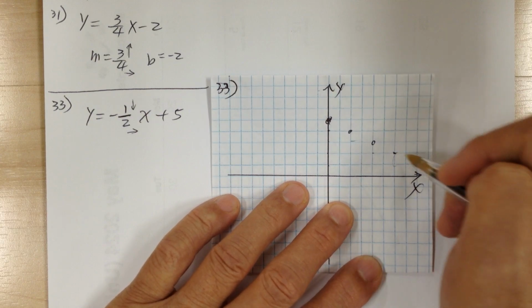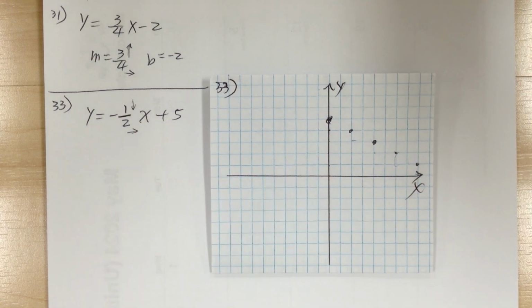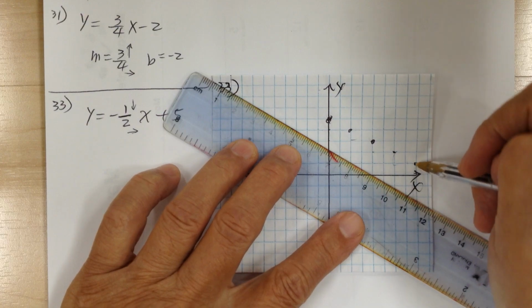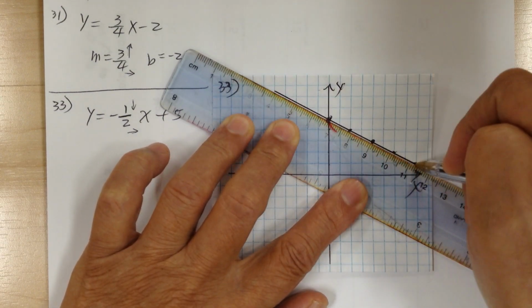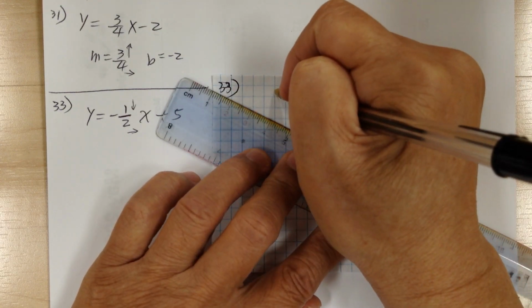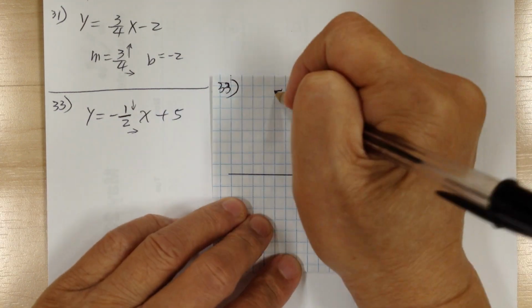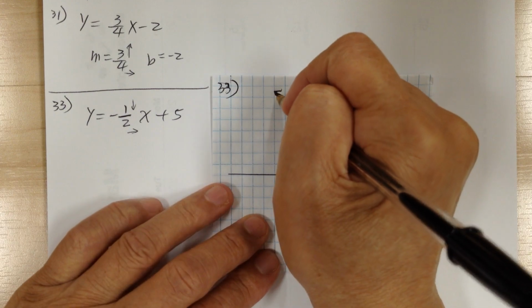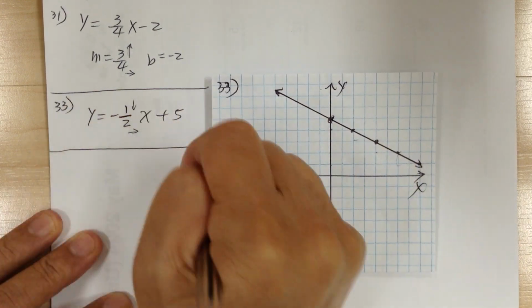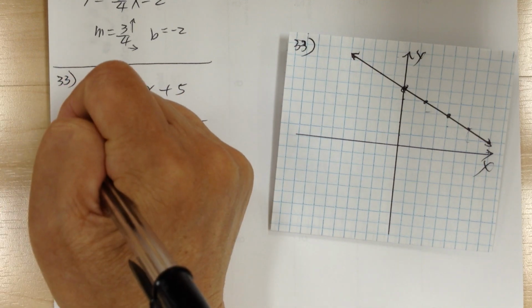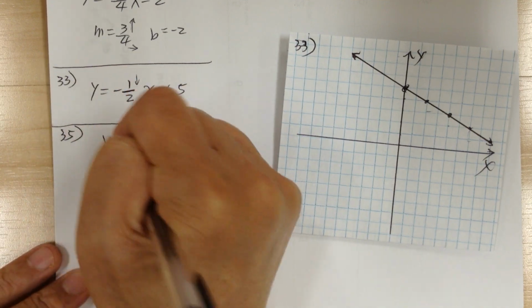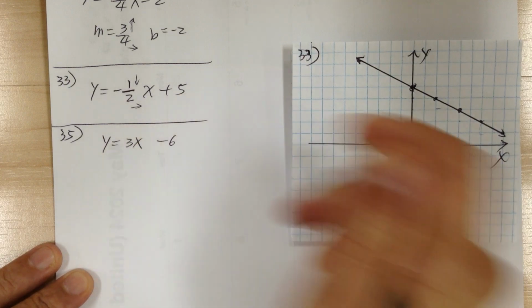And you can repeat the pattern as many times as you want. The more points you get, the more accurate your graph will be. So you want to get lots of points so that you can make your graph more accurate. Okay? And that's the graph for number 33. So again, you don't have to do anything, just look and you can graph. Good. Okay, 35. You got y equal to 3x minus 6.